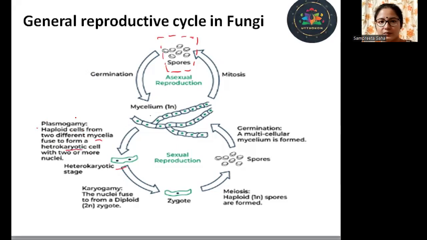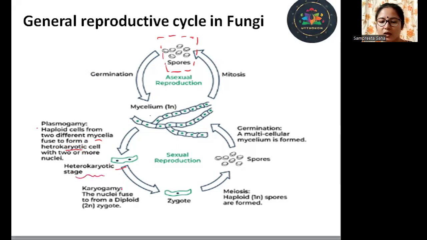In fungi, you will see sexuality. They exhibit sexuality, not in the form as we are habituated in higher organisms like plants and animals, but they exhibit sexuality. One will be of positive nature that we consider as the male, another mycelium will be of negative nature that we consider as the female. So two different mycelia, on the basis of sexuality, fuse to form a heterokaryotic cell with two or more nuclei. So this is the heterokaryotic stage.